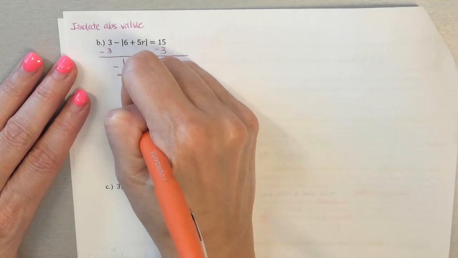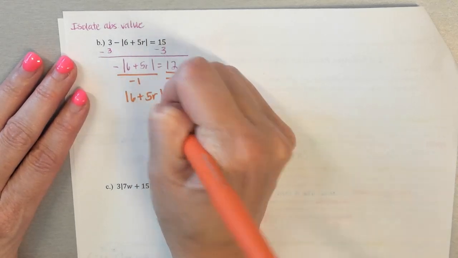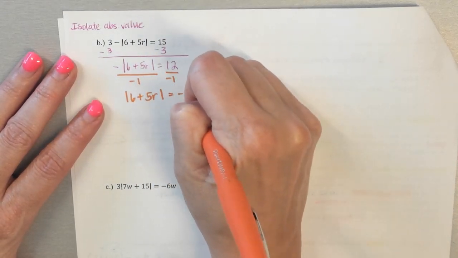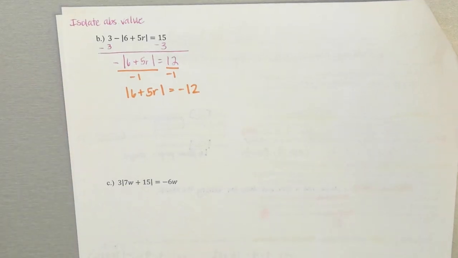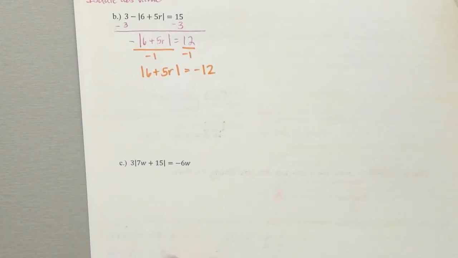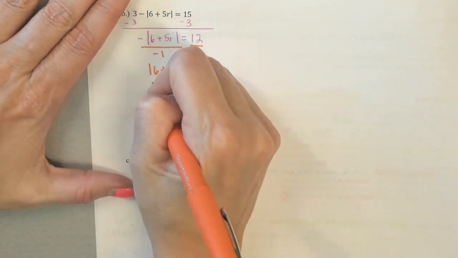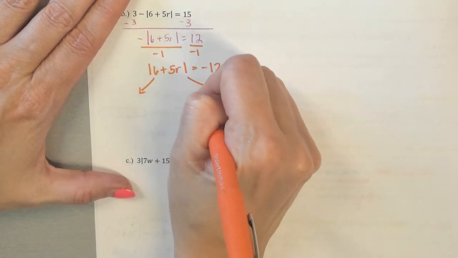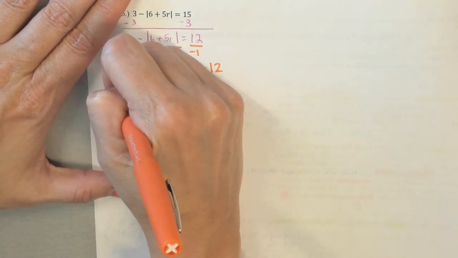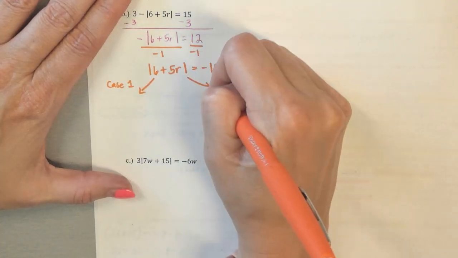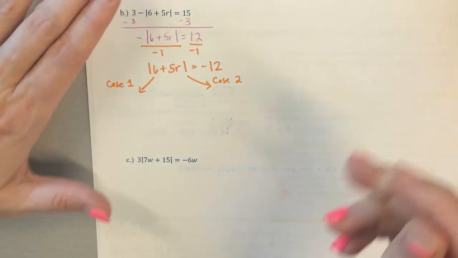Okay, so then you get 6 plus 5r inside the absolute value equals negative 12. Okay, once you get here, now you can set up your two cases. And I usually set them up like this. Like I do my arrows, case 1 and case 2.